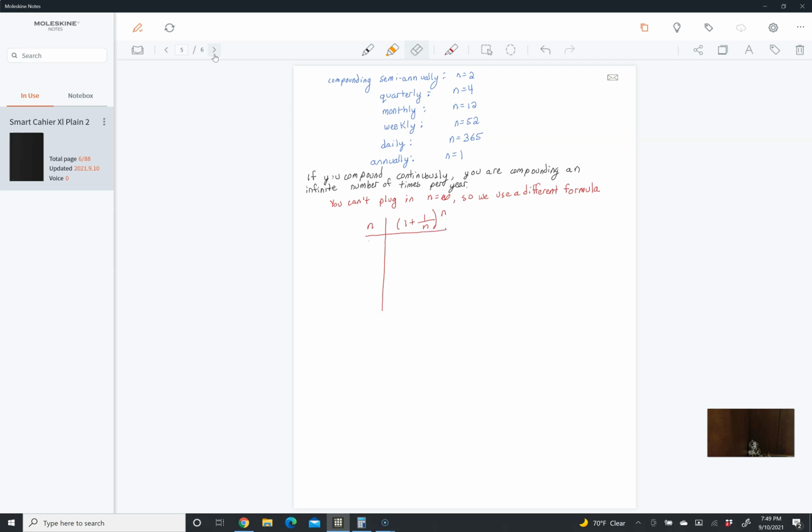Let's start by plugging in 1. What we're doing here is we're saying what happens when n gets really, really, really large, closer and closer to infinity. Because we're plugging in really large numbers. We can't plug in infinity, but we could plug in numbers that get really large. So when we do that, we have 1 plus 1 over 1 to the first power. That just gives us 2, right? 1 over 1 is 1. We add that to 1, that's 2, and 2 to the first is just 2.